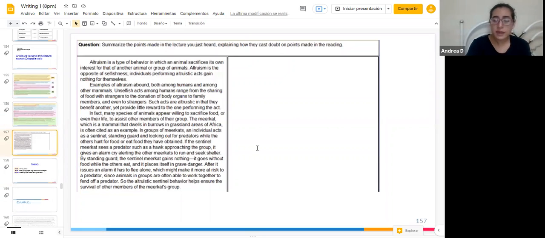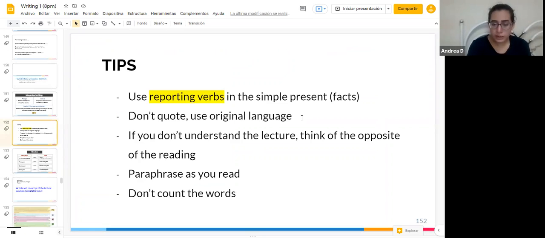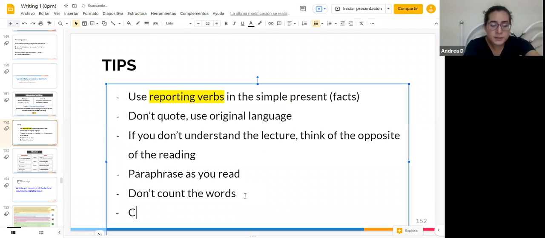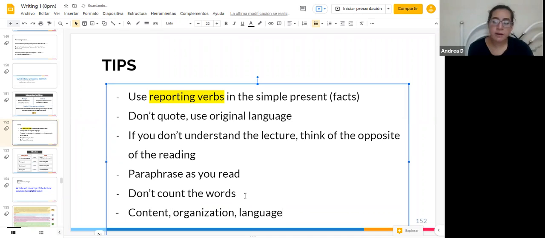So vocabulary is part of the rubric. Basically, they evaluate your essay based on content, organization, and language, right? And language is grammar, vocabulary, all that stuff. Organization is how organized, format, paragraphs, and content is how relevant everything that you're saying is, whether you're covering all the information. So vocabulary counts. Please don't copy and paste.